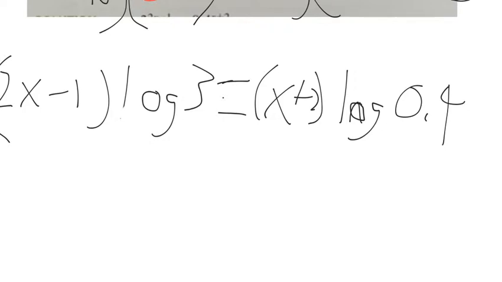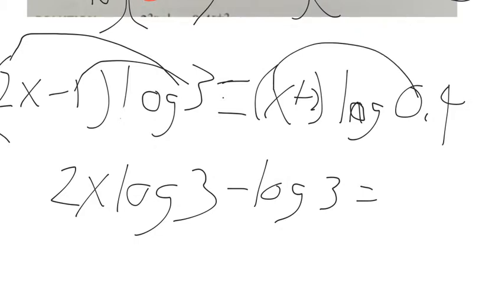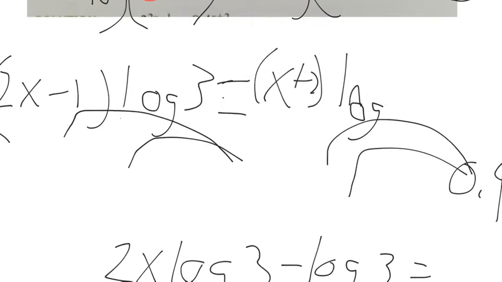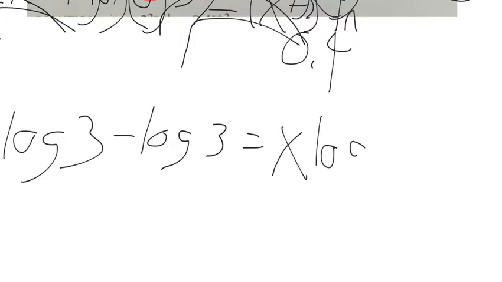So now if you want to distribute, the log of 3 to the 2x and log of 3 to the minus 1, you would have 2x log of 3, and then minus 1 times log of 3 would be minus log of 3, equals, distribute the log of 0.4 to x and to the positive 2, so that would be x log of 0.4 plus 2 times log of 0.4.